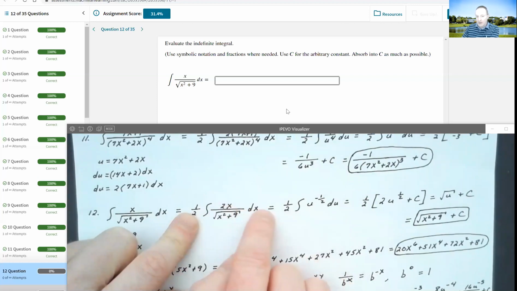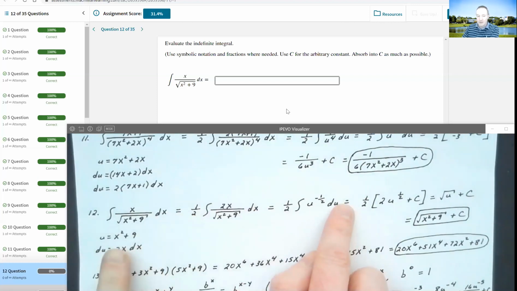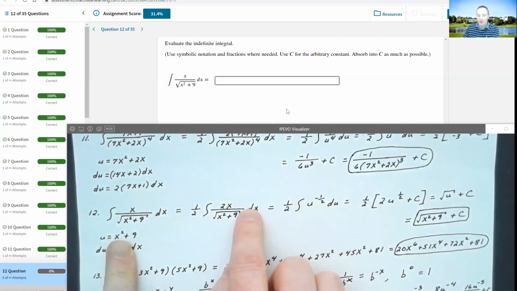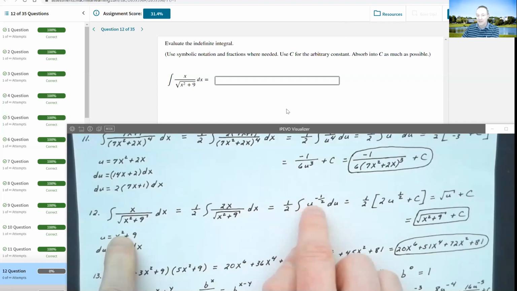Now this 2x dx all becomes du. Then I would have 1 over that square root of x squared plus 9. That's 1 over the square root of u. That's the same thing as u to the negative 1/2 power. Remember, the square root is the 1/2 power. The fact that the square root is in the denominator means it's u to the negative 1/2 power.